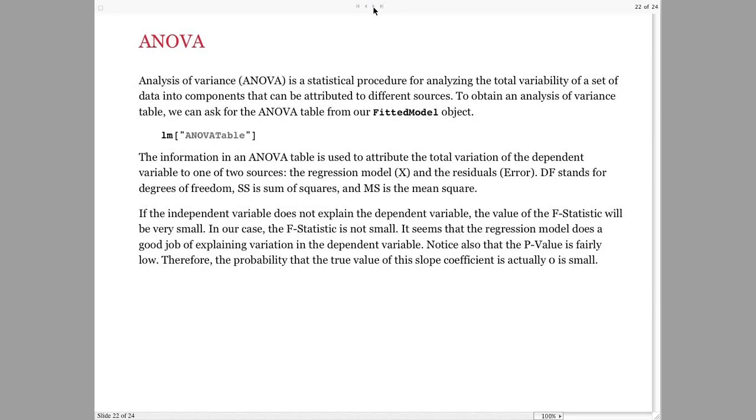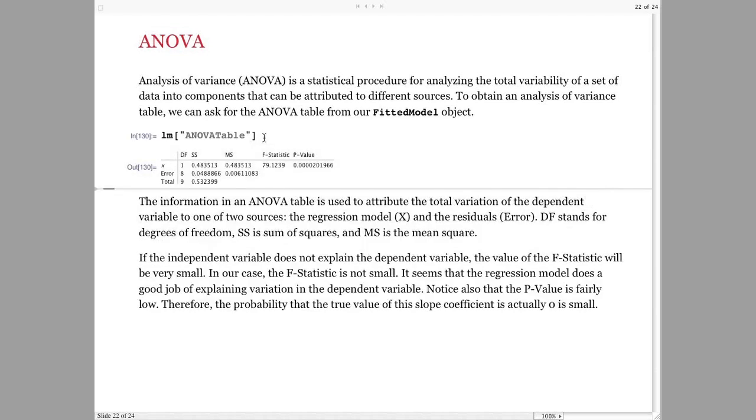Analysis of variance is a statistical procedure for analyzing the total variability of a set of data into components that can be attributed to different sources. Here we can ask for the ANOVA table from our fitted object. In our case, notice the F statistic is not small. It seems that the regression model does a good job of explaining variation in the dependent variable. Notice also that the p-value is fairly low. Therefore, the probability that the true value of this slope coefficient is actually 0 is small.